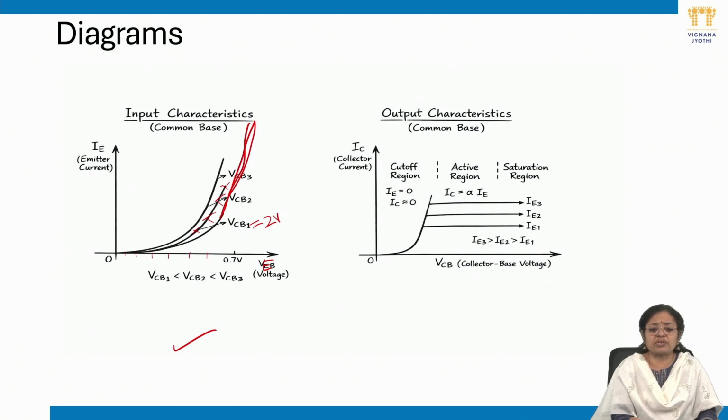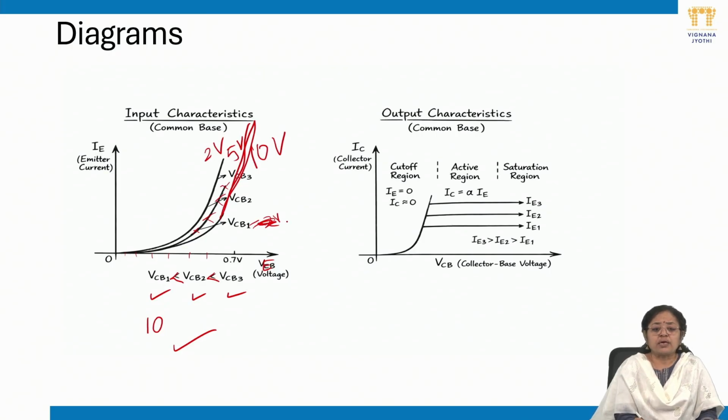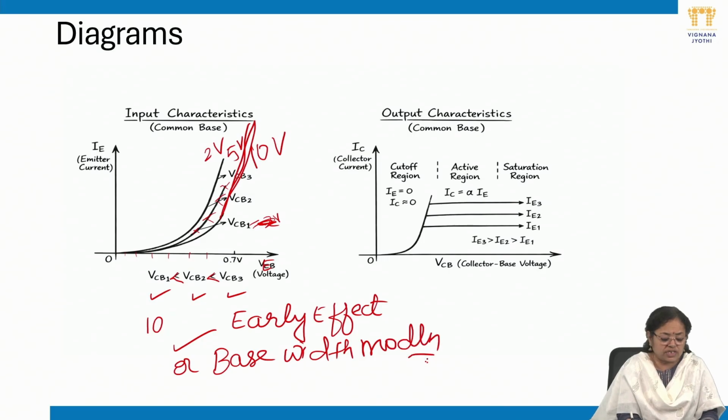The point to be noted here is, if we see VCB1, VCB2 and VCB3, VCB3 is greater than VCB2, which is greater than VCB1. For example, if I give 10 volts, this curve corresponds to 10 volts, this is 5 volts, this is 2 volts. This is due to the phenomenon called the early effect, which is also called base width modulation. Now what is this base width modulation?